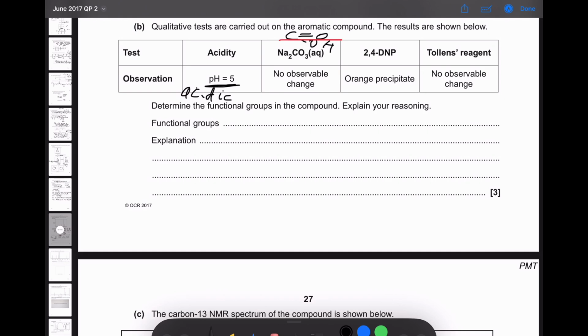2,4-DNPH, orange precipitate, well, we know that that means it contains a carbonyl group. And then Tollens' reagent, no observable change, so we know that this means that it's a ketone. So it contains a phenol group and a ketone.